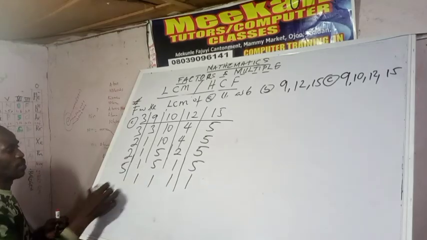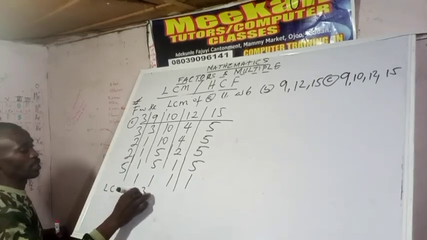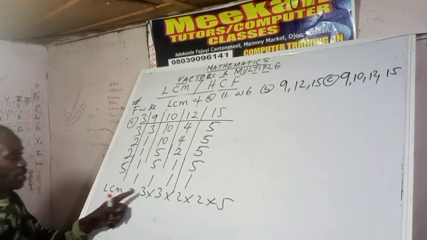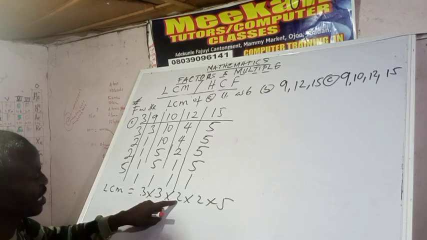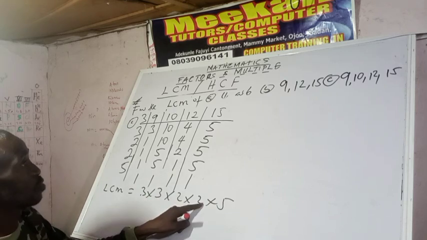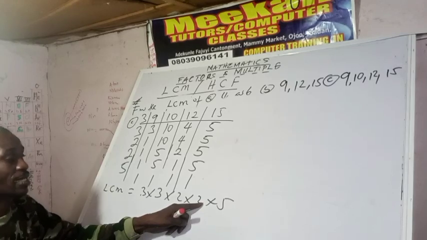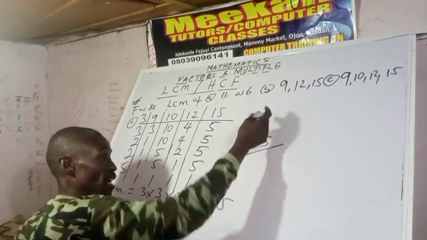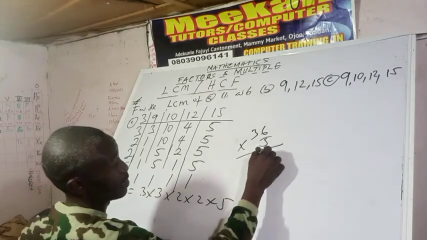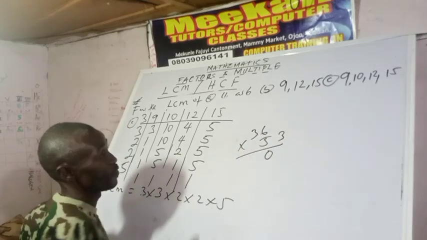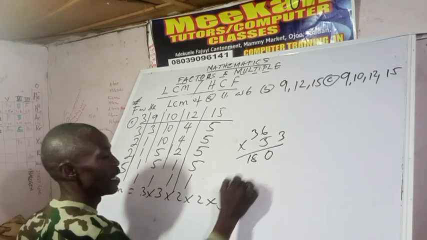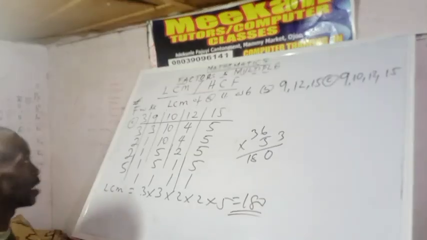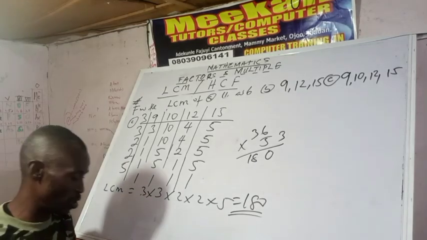Good. Now my LCM is going to be 3 times 3 times 2 times 2 times 5. 3 times 3 is 9. 9 times 2, 18. 18 times 2, you have 36, and again 36 times 5. 5 times 6, 30. 0 carry 3. 5 times 3 is 15 plus 3. What do you have? 180 again. Is that clear now? Thank you very much. That is it on LCM.